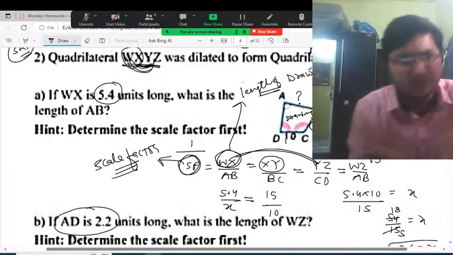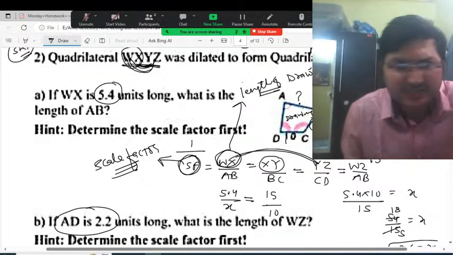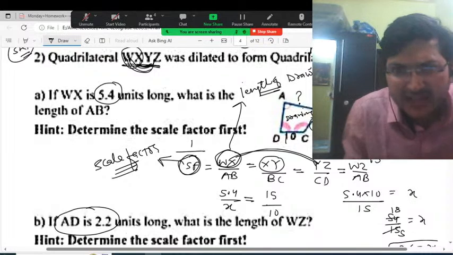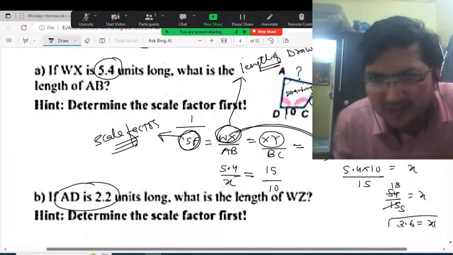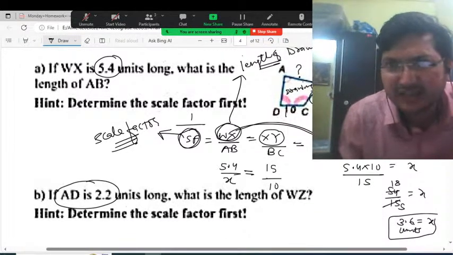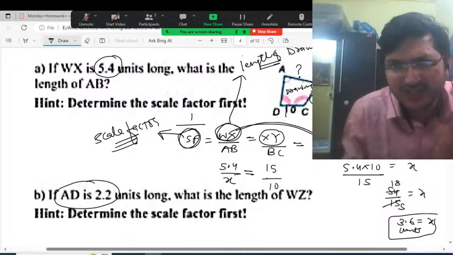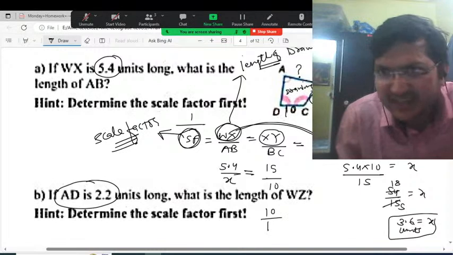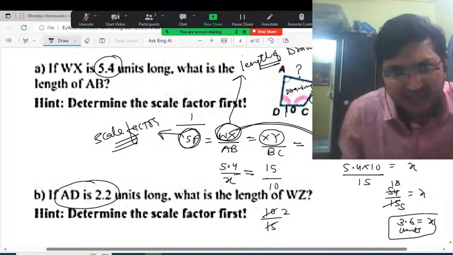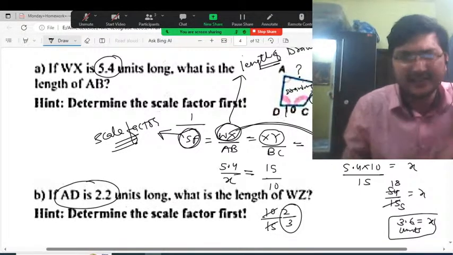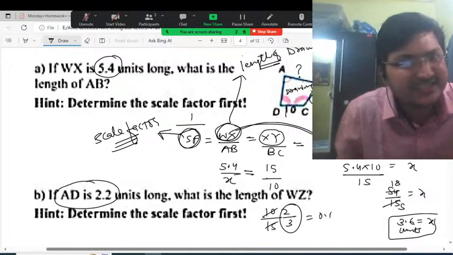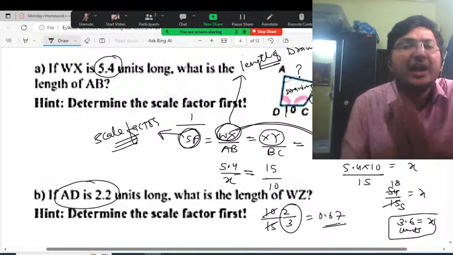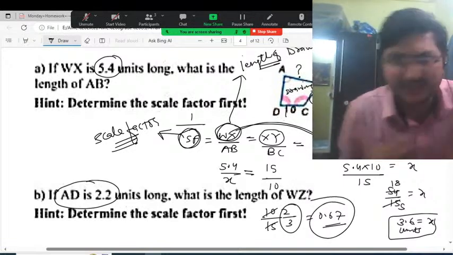Okay, fine. I'm concluding the session for today. You take this question B as your homework. Find the scale factor. Can you tell me what is the scale factor? Length of drawing is 10, length of object is 15, we need to take. That's why the scale factor is less than 1, which is 0.67. That means the length of the image has been reduced with this scaling.